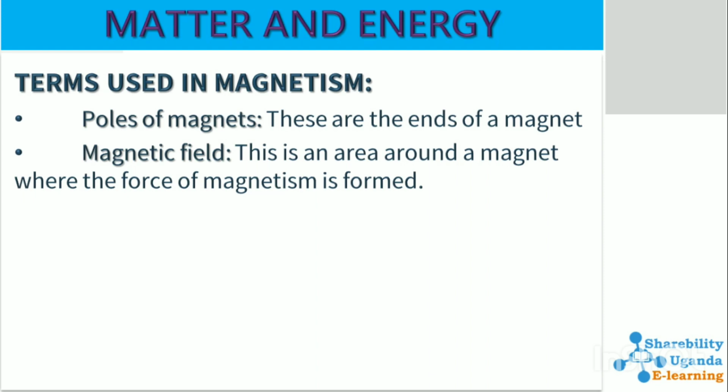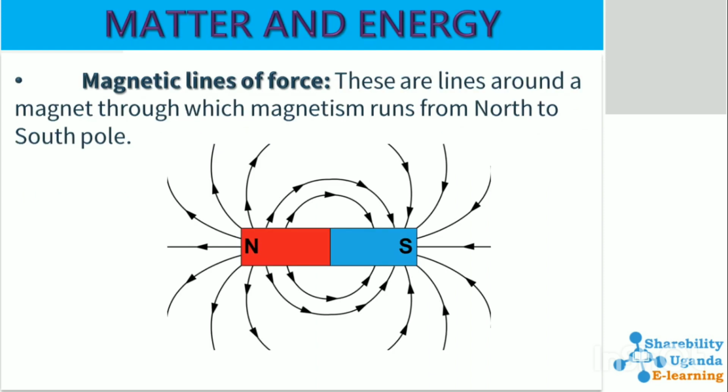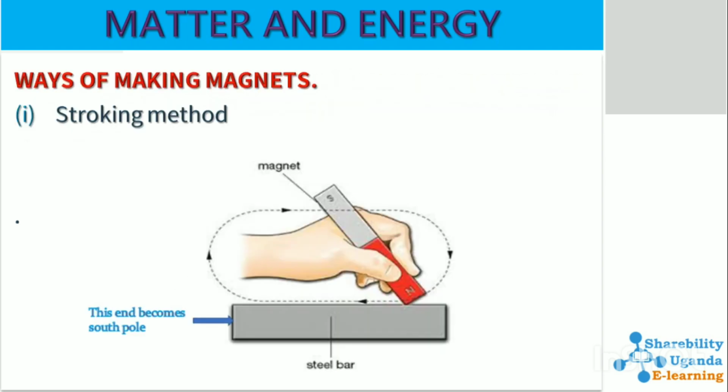And remember, we said magnetic lines of force run from the north to the south pole. And then we have what we call the magnetic field. A magnetic field is an area around a magnet where the force of magnetism is experienced. Then we have magnetic lines of force. These are lines around the magnet through which magnetism runs from north to south pole, as illustrated in the diagram.